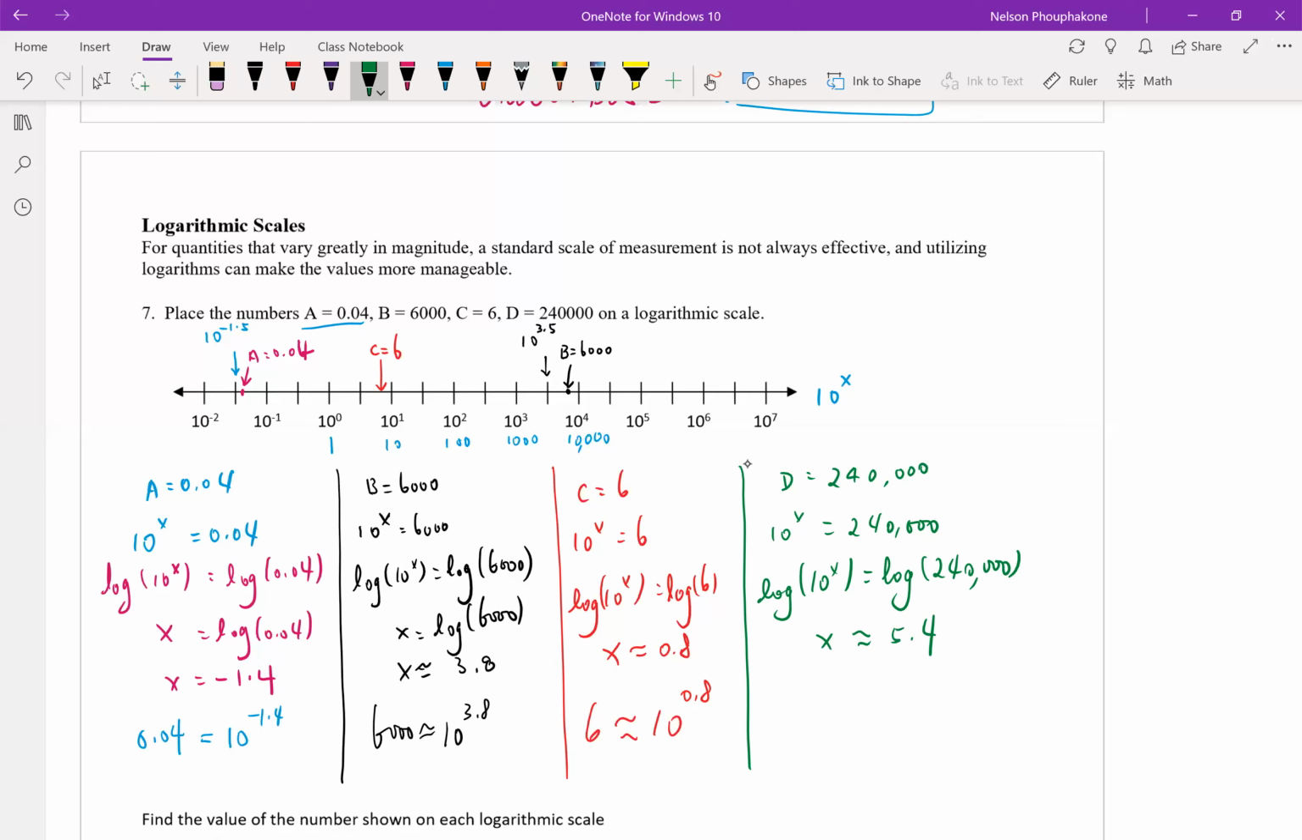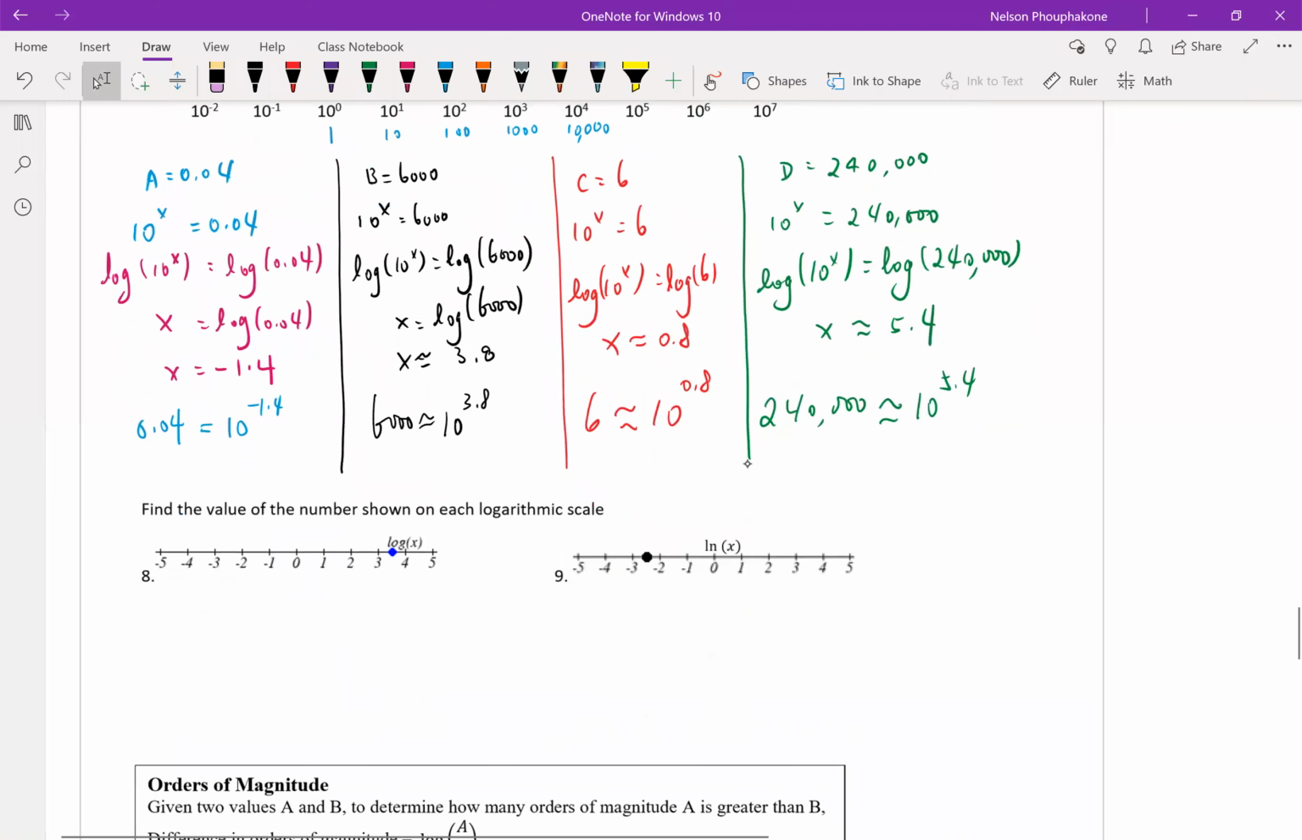Okay, so again, 240,000 is about 10 to the 5.4. And 10 to the 5.4 is about here. So this is actually my D now. So you will see that right now I could use one scale to put a point like 0.04 to 240,000. Well, nice.